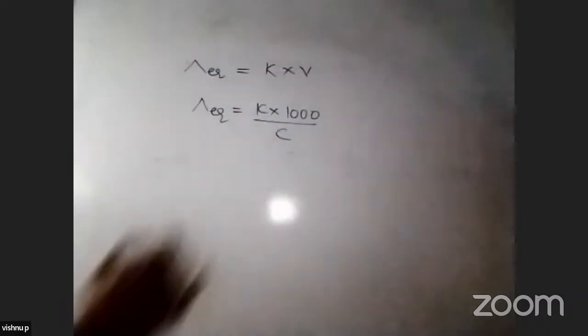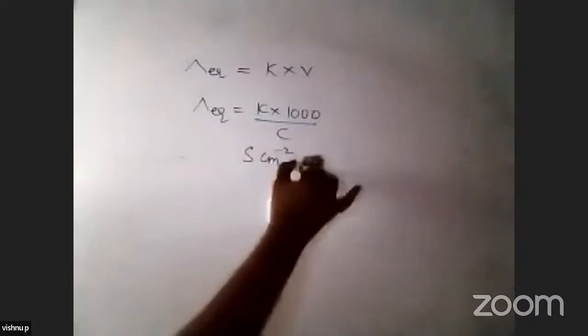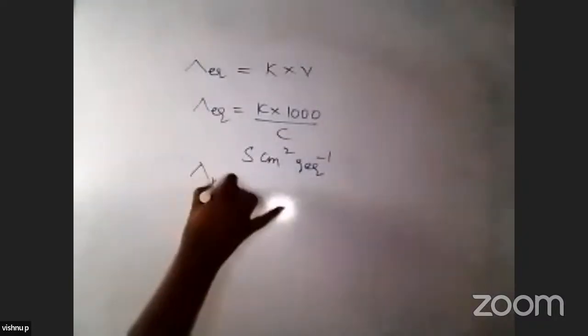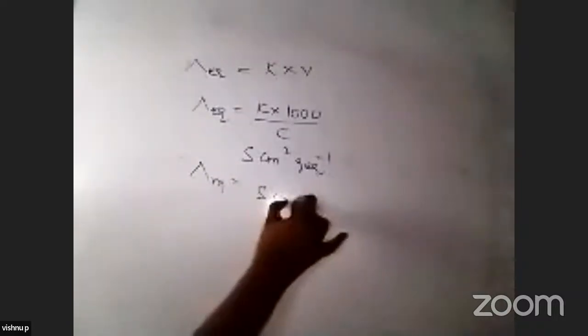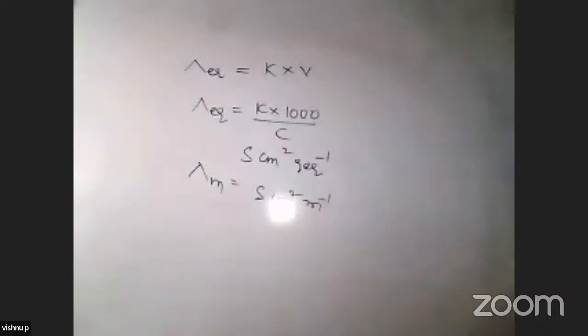What are the units of molar conductivity and equivalent conductivity? Equivalent conductivity is in Siemens centimeter square per gram equivalent, that is reciprocal of gram equivalents. And molar conductivity unit is Siemens centimeter square per mole, that is reciprocal of number of moles.